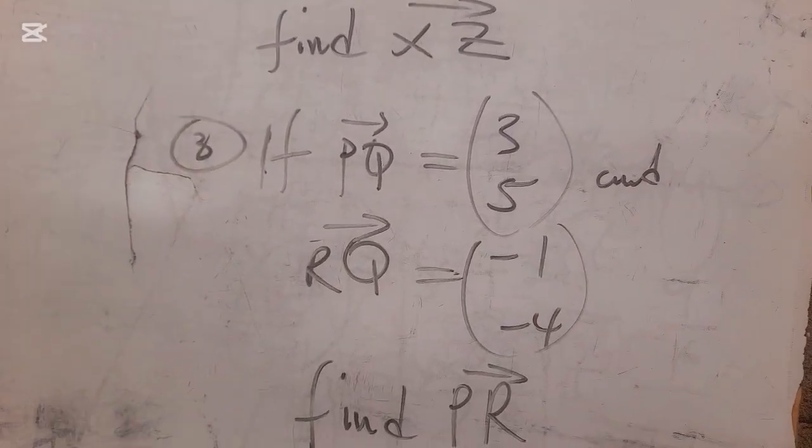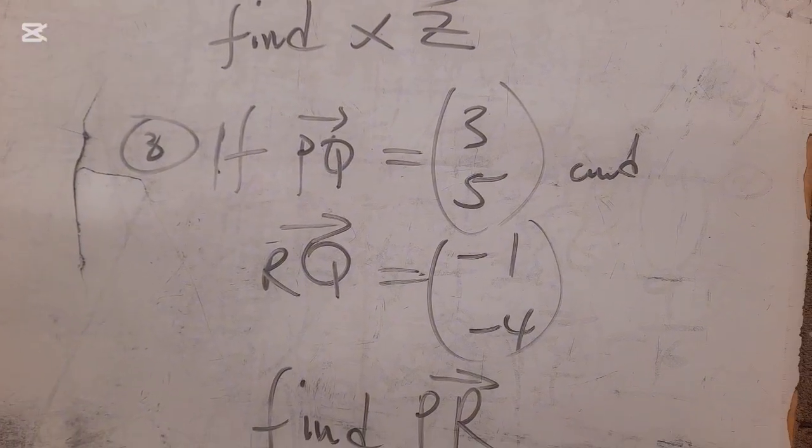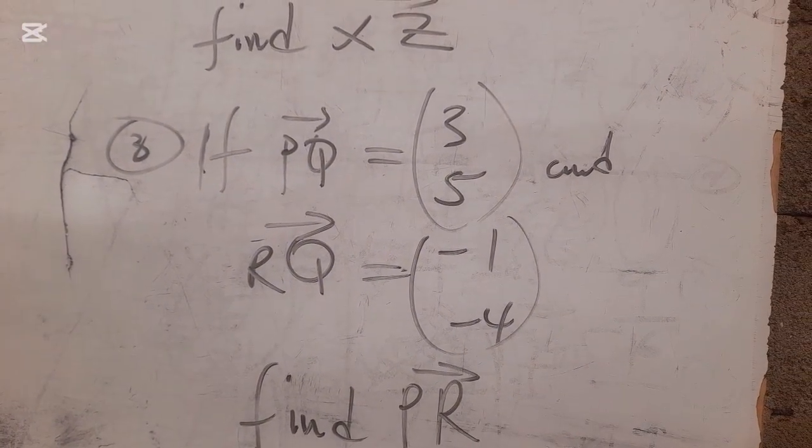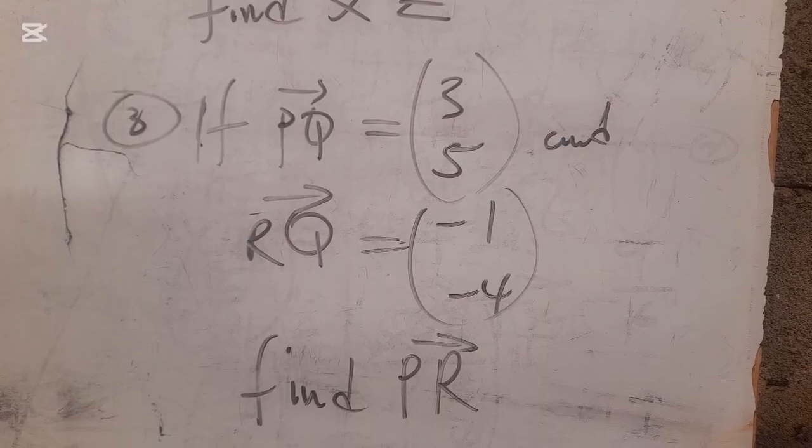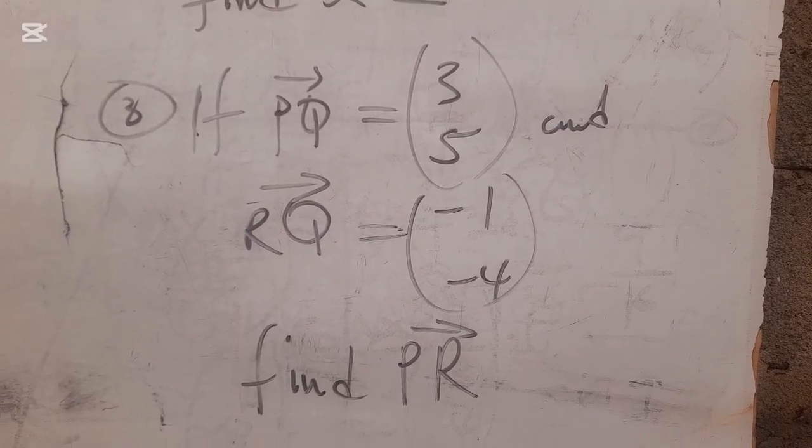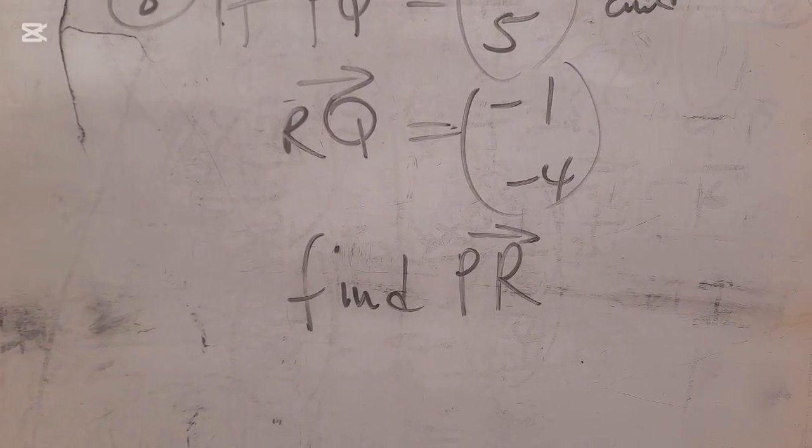Then the next question: if vector PQ is 3, 5 and vector RQ is minus 4, minus 1, you have to find vector PR.